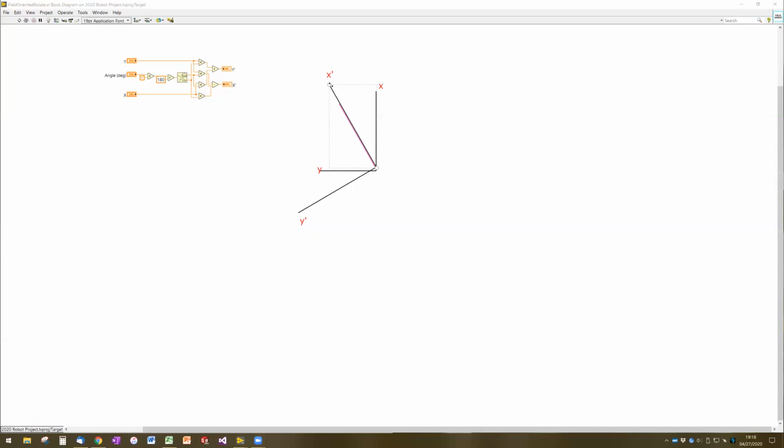It would be better to think of this as rotating the axes to be the opposite of how the robot's rotated. So if you've rotated the robot, say 30 degrees this way, the coordinate systems get rotated the opposite way, the same amount, so 30 degrees the other way.